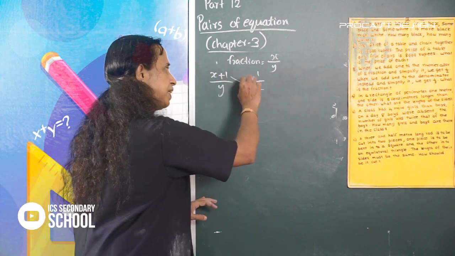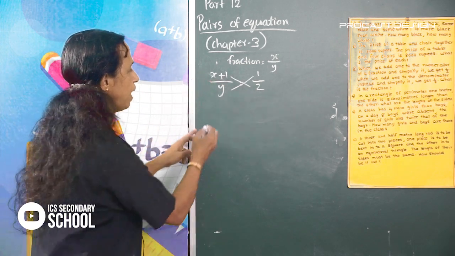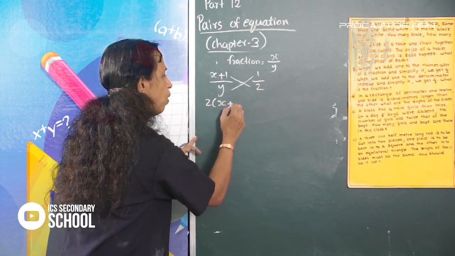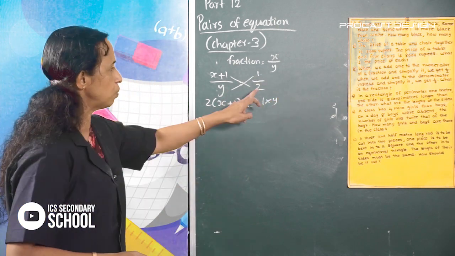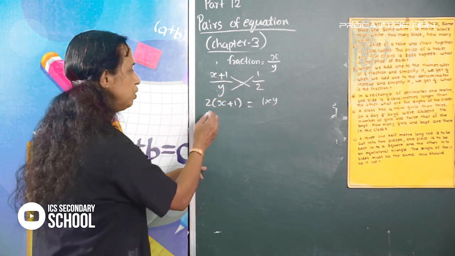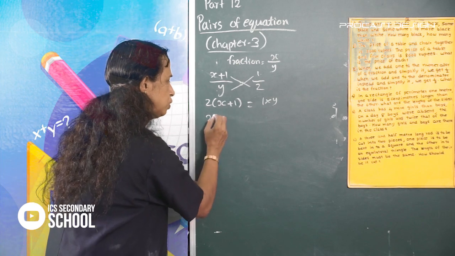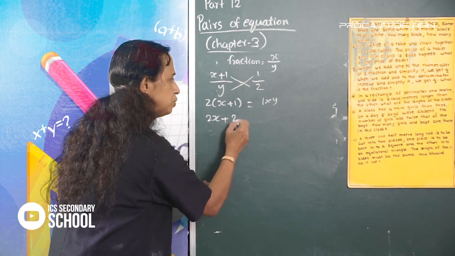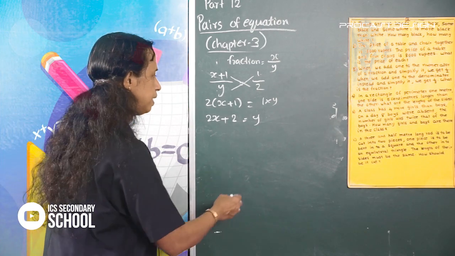Then cross multiply it. 2 into x plus 1 is equal to 1 into y. Okay. Remove the bracket and multiply it. 2 into x, 2x, plus 2 into 1, 2, is equal to 1 into y, y. Okay.